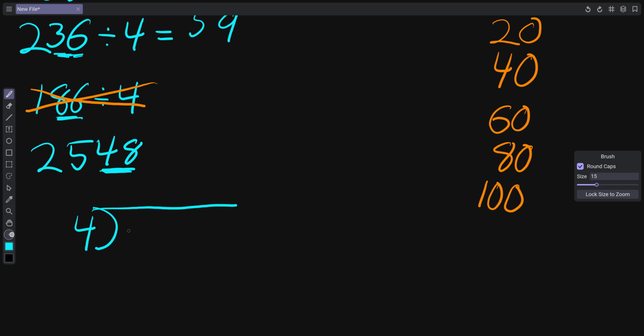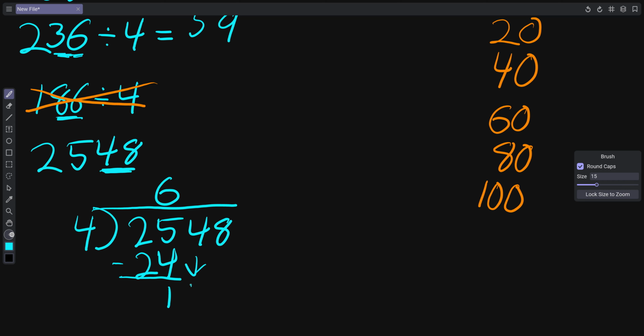So we have 4 here. We have 2,548 here. 4 can't go into 2, but it can go into 25 6 times. And 4 times 6, that is going to equal 24. 25 minus 24 equals 1. And we drop the 4. 4 can go into 14 3 times. And 3 times 4 equals 12. We subtract 12 from 14, we get 2.